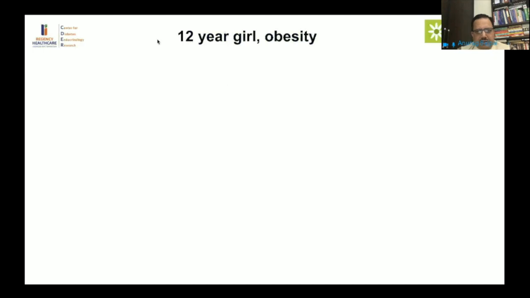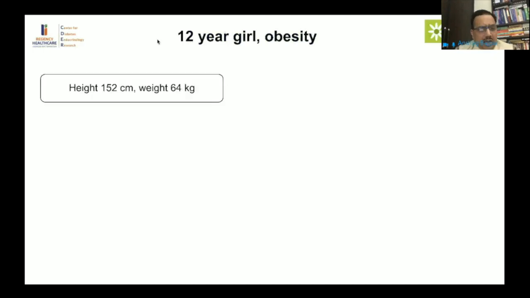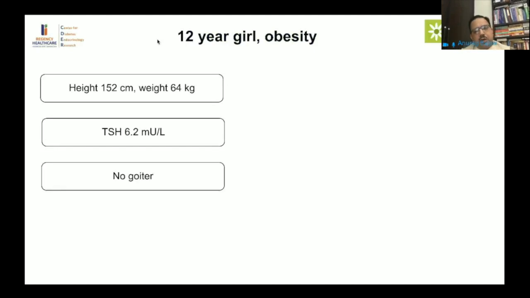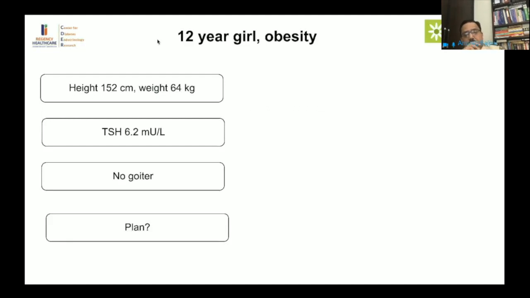12-year-old girl with obesity, as discussed, a very common finding. Height was alright, weight is high, TSH is just 6.2. Was advised treatment even though there is no goiter. So what do you think? Do you agree with this? Treatment should be given or not given in this situation?